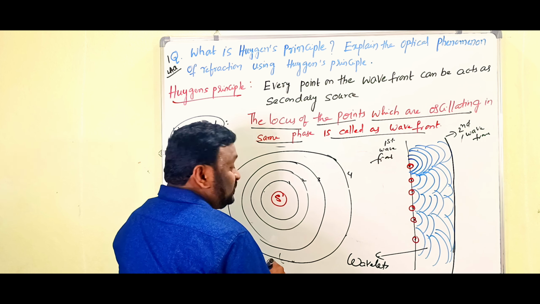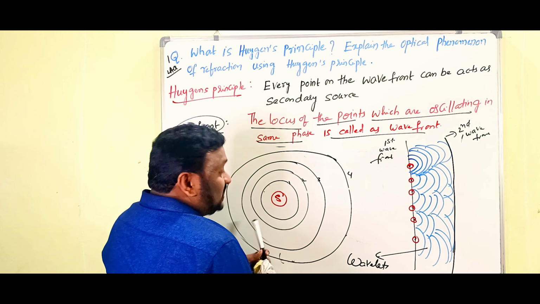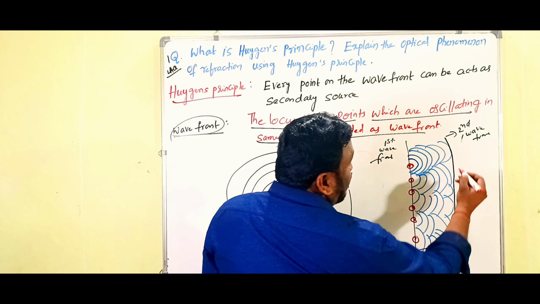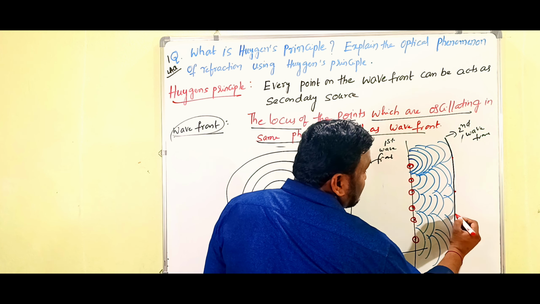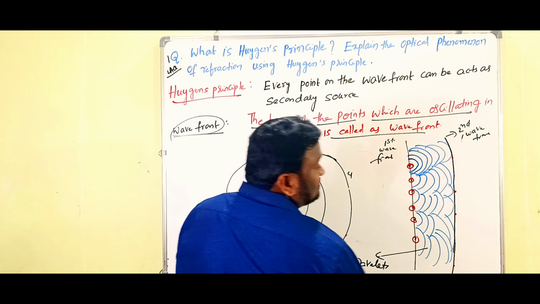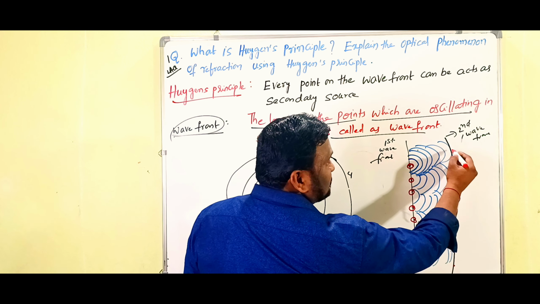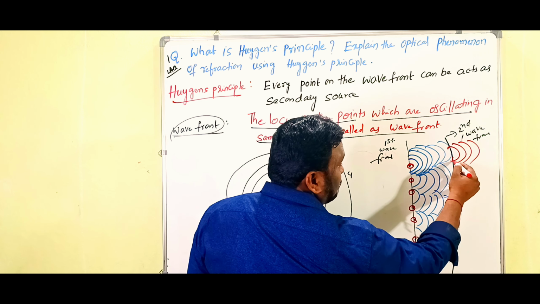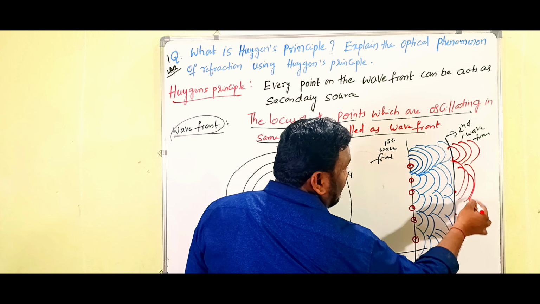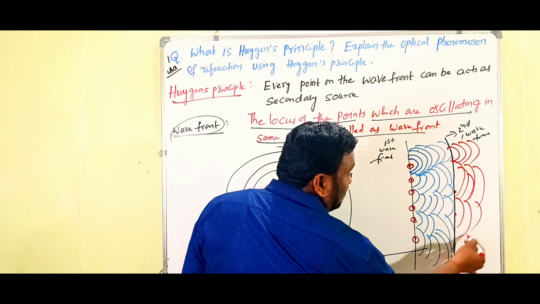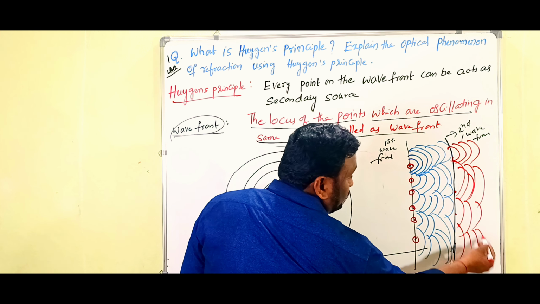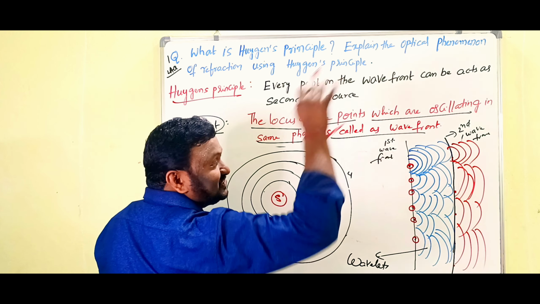wave front. So again on that wave front, we have selected some points, again they are in the same phase. So from that again there should be secondary sources, again from that also wavelets are generated. So the process will be continued until the light is transmitted.